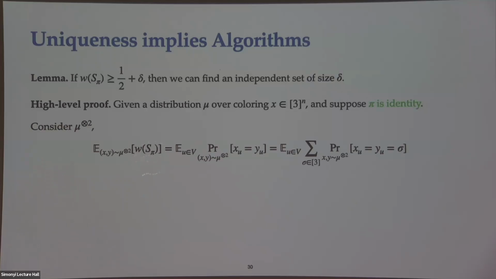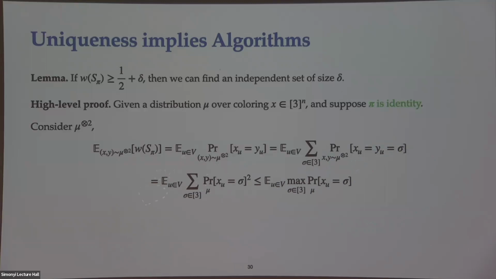So W s pi is the fraction of vertices with x_u equals y_u, and here because we assume pi is identity, this is the definition of s pi. Then because x and y are sampled independently from mu, you can write this as a sum over the color classes of x_u equals y_u equals sigma. This is basically just expanding these out. And now, because x and y are independent, you can write this as a square.